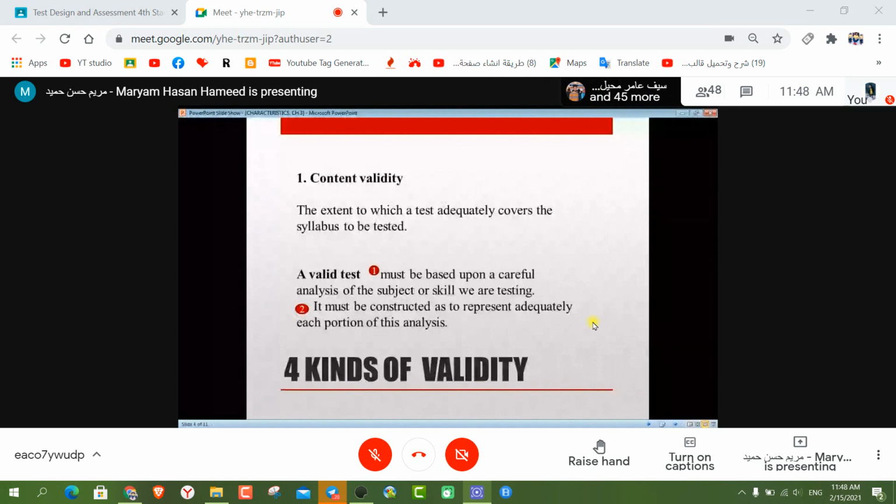اوكي، يعني الامتحان ما يركز، ملخص مفيد انه ما يركز الامتحان على جانب معين ويهمل بقية الجوانب، او يركز على مادة معينة ويهمل بقية المادة.